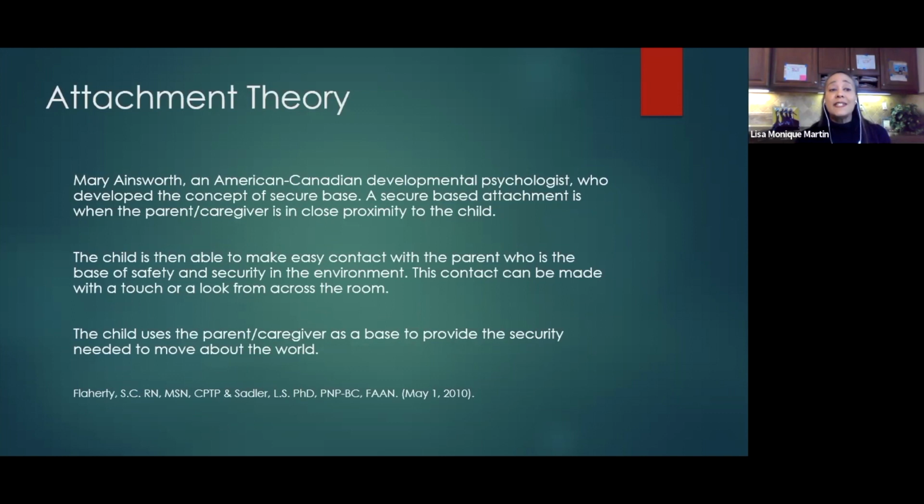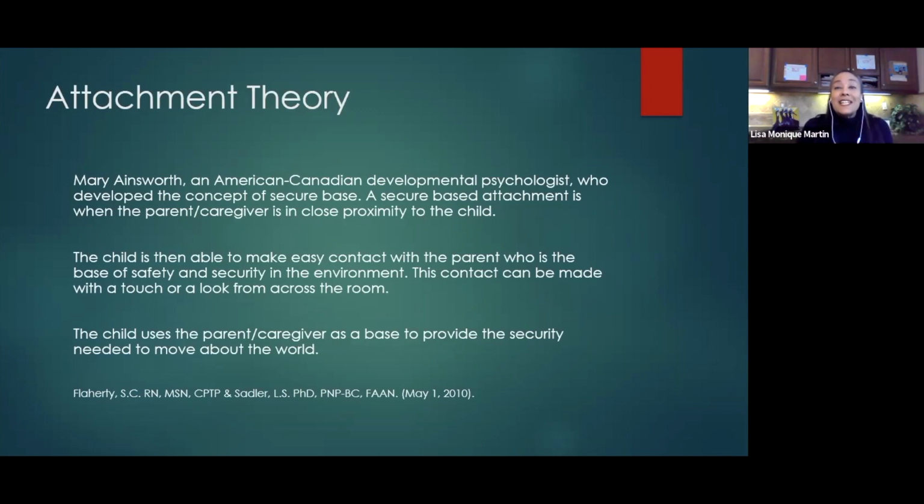A secure base attachment is when the parent or caregiver is in close proximity to the child. So basically what happens is the child uses the parent or caregiver as a base to provide the security needed to move about the world. The child is then able to make easy contact with the parent, who is the base.